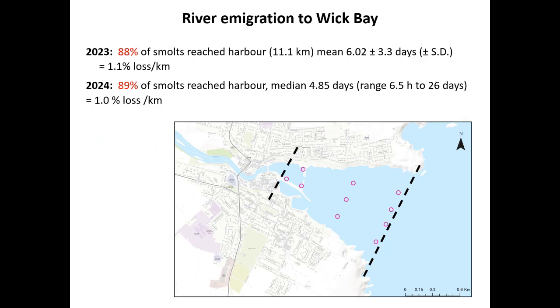Juvenile salmonids often experience high mortality rates in the freshwater component of their emigration. However, we experienced quite high survival. In 2023, 88% of smolts, and in 2024, 89% of tagged smolts survived to the first receiver line down in Wick Bay here, some 11.1 kilometres from their capture, tagging and release site.